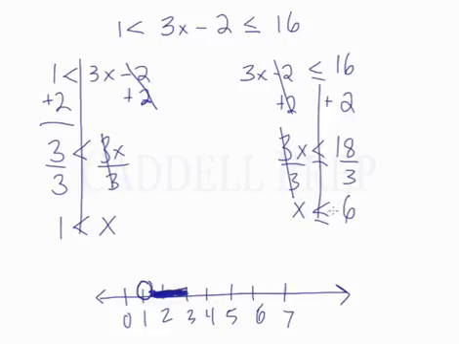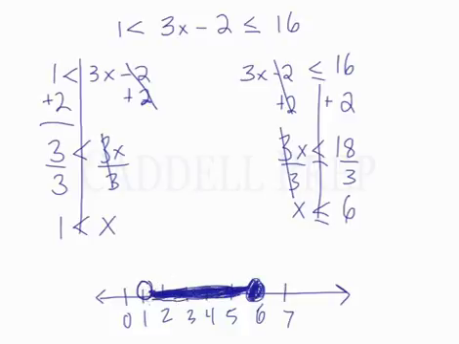And over here, we have that x is less than or equal to 6. So we have our circle at 6. It's less than or equal, so we have to shade this in because it can be 6. And we'll shade less than. And we see that if we go this way and we go this way, they're going to meet up. So this is our solution right here.